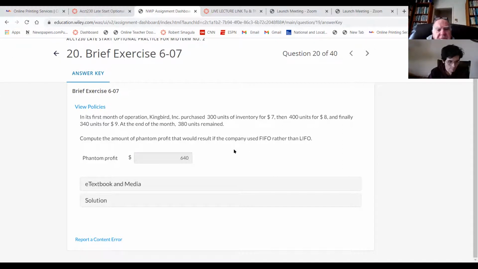Here, they're asking about phantom profit. Phantom, like a ghost, is what that means. All they're saying is, what would the profit be if they use FIFO instead of LIFO? So you just do your simple calculation there.